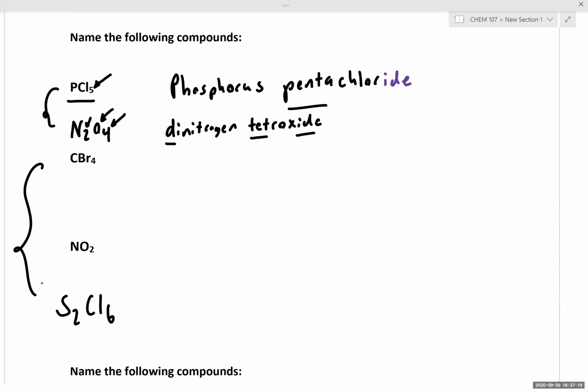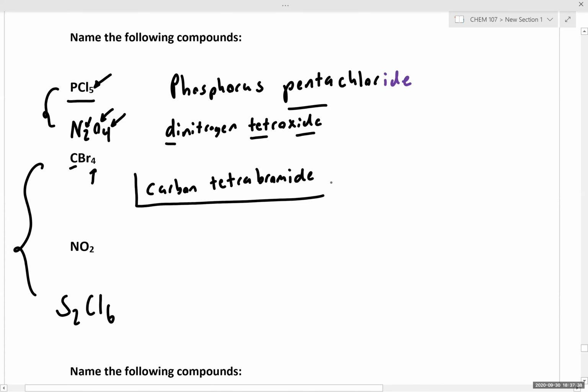Okay, so let's look at this case. We have one carbon, so we just write the name of our first element, which is carbon. For bromine, we have 4 bromines, so we write the prefix tetra, and then we change the ending of bromine to bromide. So CBr4 would be carbon tetrabromide. Does that make sense to everyone? Perfect.